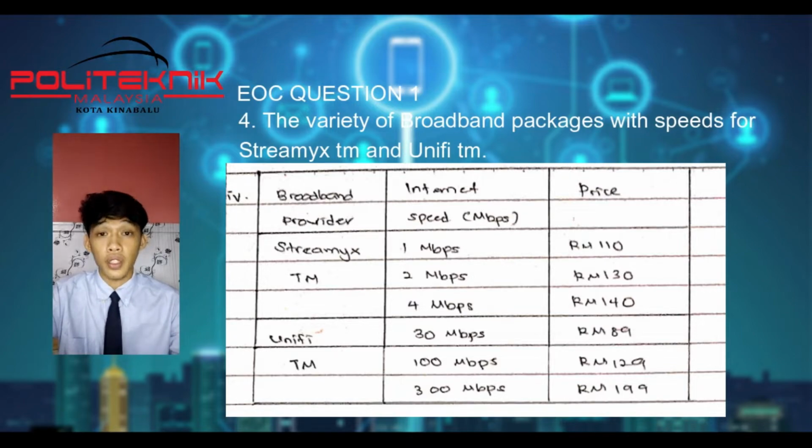Next is UniFi TM. The internet speeds available are 30 Mbps, 100 Mbps, and 300 Mbps. The price for 30 Mbps is RM 89, for 100 Mbps RM 129, and for 300 Mbps is RM 199.